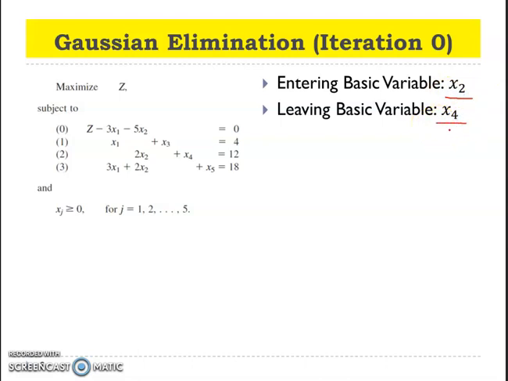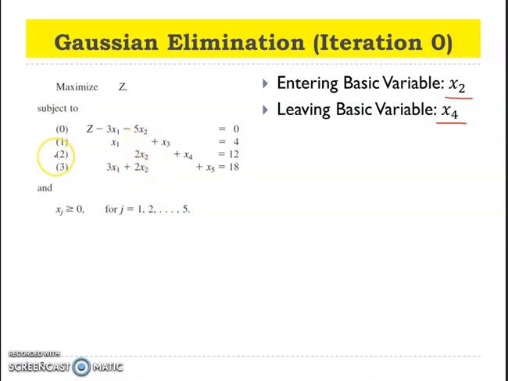So the column corresponding to x4 must be replaced by the column corresponding to x2. The coefficient of x4 is 1 in its row, and otherwise the coefficient is 0 throughout. So what we have to do is make the coefficient of x2 equal to 1 there, and throughout the rest it must be 0.